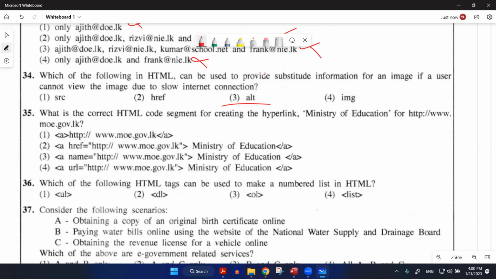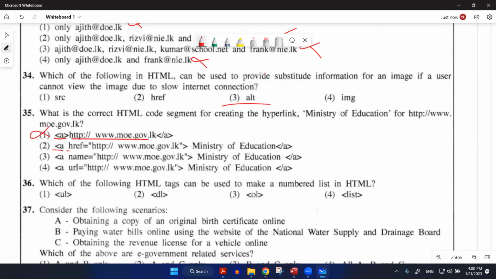What is the correct HTML code segment for creating the hyperlink Ministry of Education for this particular web address? So the anchor tag must be used, and the href attribute should be there. In the first one, they have used the anchor tag but they don't have href. They have written the web URL outside of the anchor tag, so it is wrong.